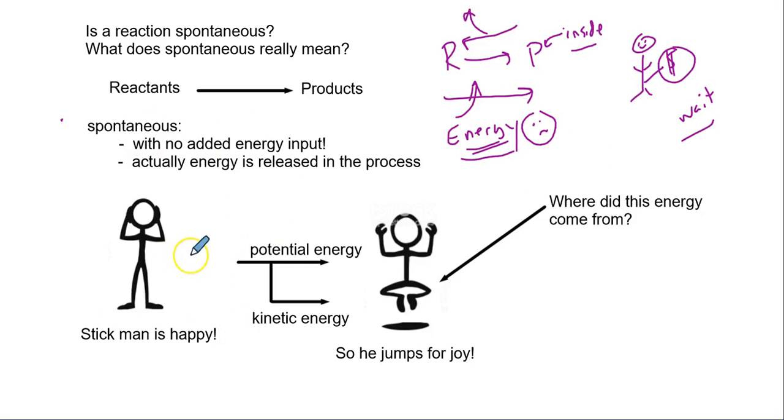Stickman, okay? He's sitting here and he jumps up. Well, where did this energy come from? Now he has got some height, he's got potential energy, and then he's obviously moving, so he's got kinetic energy. He jumps for joy. So where did the energy come from? Well, it came from inside this guy's cells. He already has the energy, and he just uses it up.